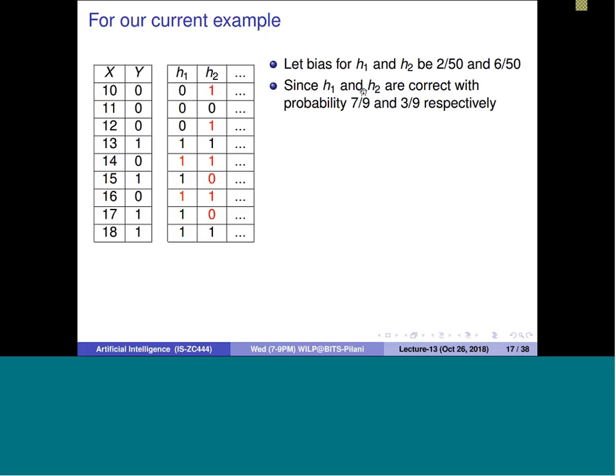It is 7 by 9 because at the 7 places it is right, and there are 9 examples. So can you find out this? Are you with me? What is the probability of H1 being correct? It is 7 by 9.